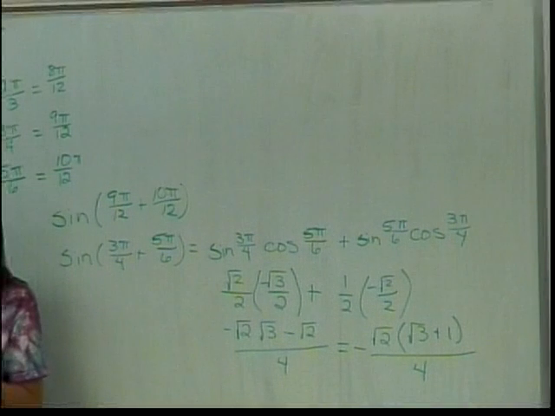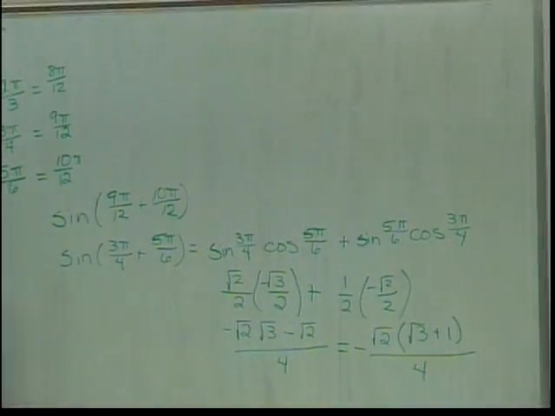So, does that fit with this setup? It's got a negative out front. Yep. It's got a square root of a number. Yep. Times the square root of another number plus 1. Yep. All divided by 4. Got it. A must be 2, B must be 3.